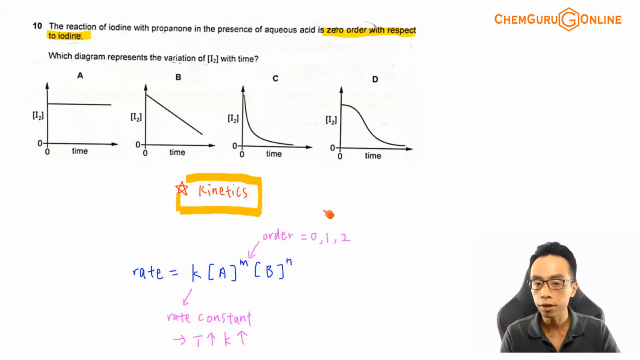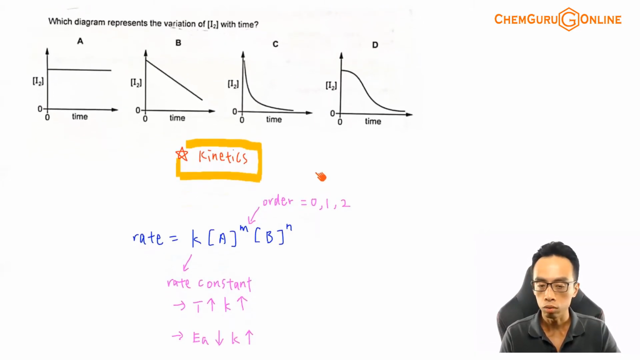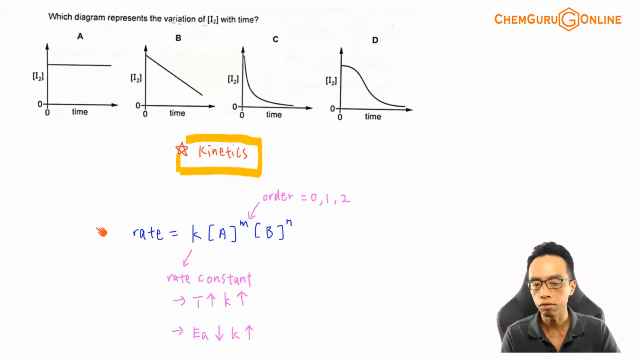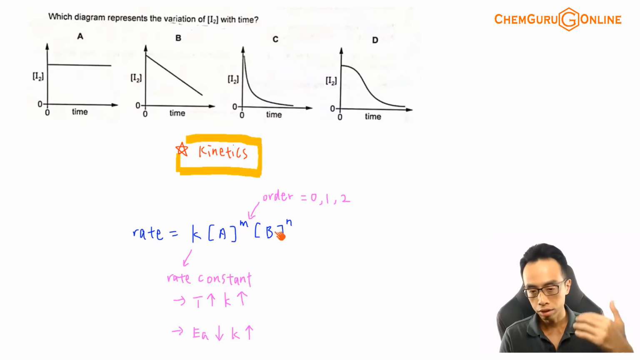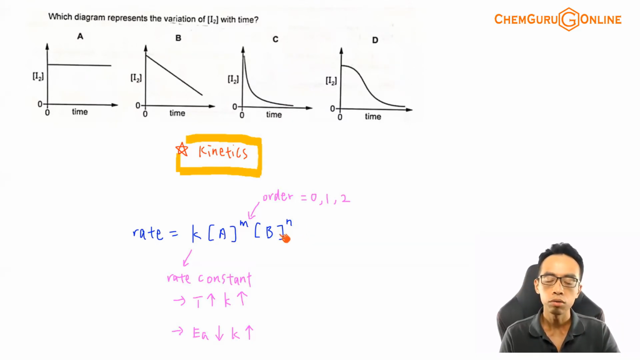So if I consider my rate equation, we do know that under kinetics, we have to be able to write out the rate equation. The rate equation is based on this expression. The rate of the reaction is equal to a rate constant K multiplied by the concentration of reactant A to a certain power m, which represents the order of the reaction with respect to A, and the concentration of reactant B raised to a certain power, again n. It is the order of the reaction with respect to B.